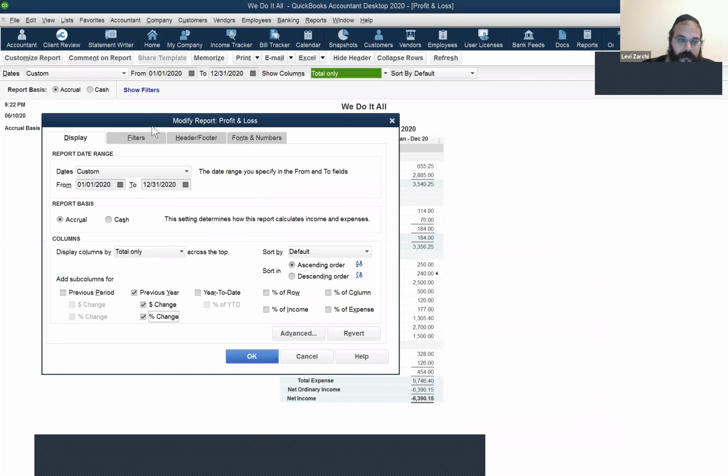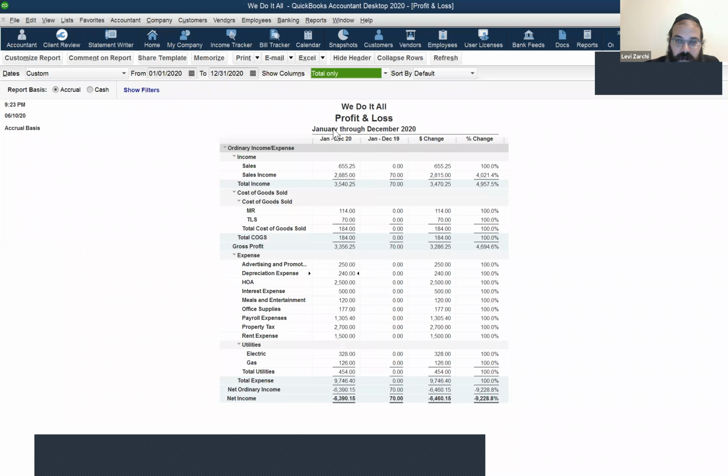To make a comparison, we have this year, we want to see what is the previous year, what is the dollar and percentage of change. I'll pause here for you to do that on your computers, on your files, and I press OK. And now you'll see we have this year tons of income, $3,000. Last year, we only made $70. It's a difference of 3,470, and it's a change of 5,000% or 50 times as much. Okay, that is then the number six.